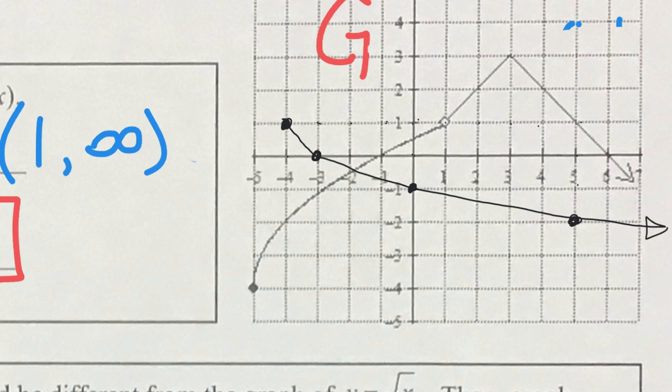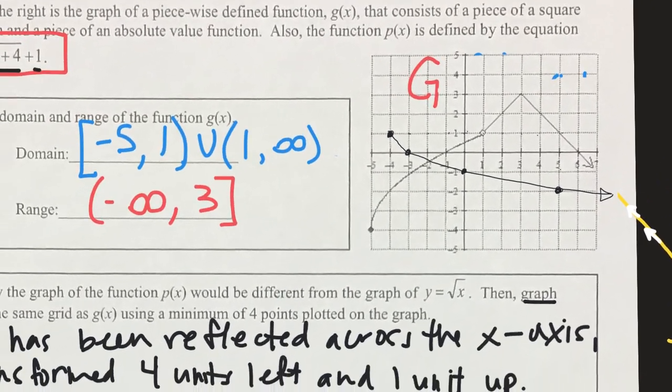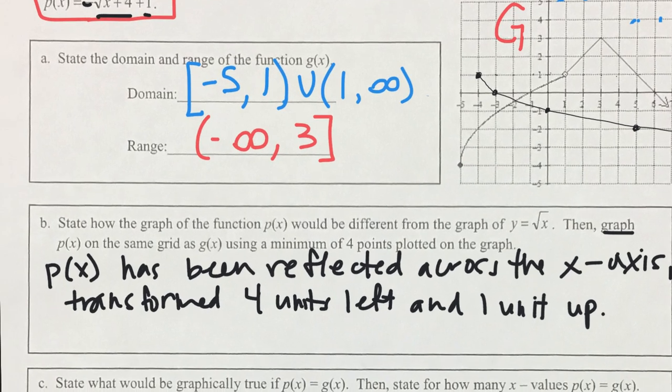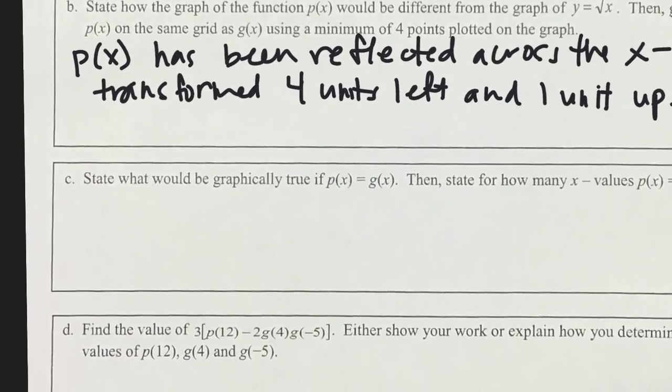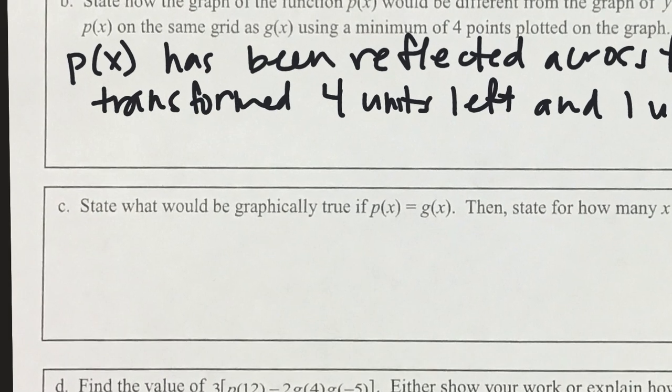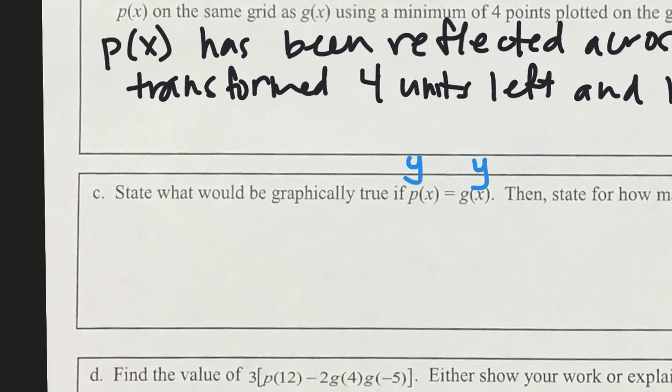So that would be the graph of our p of x function, negative square root of x plus 4, plus 1. Okay, so you get 1 point for the graph and 1 point for the answer. Next, state what would graphically be true about p of x equaling g of x. So that's when the y value of p is equal to the y value of g.